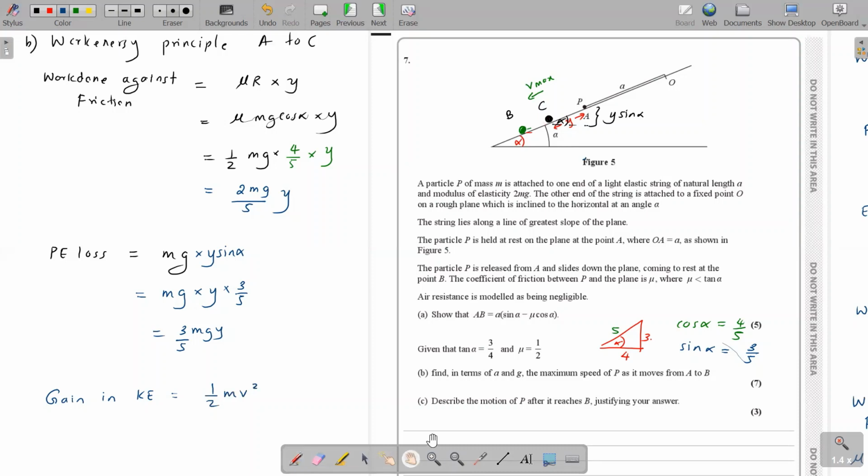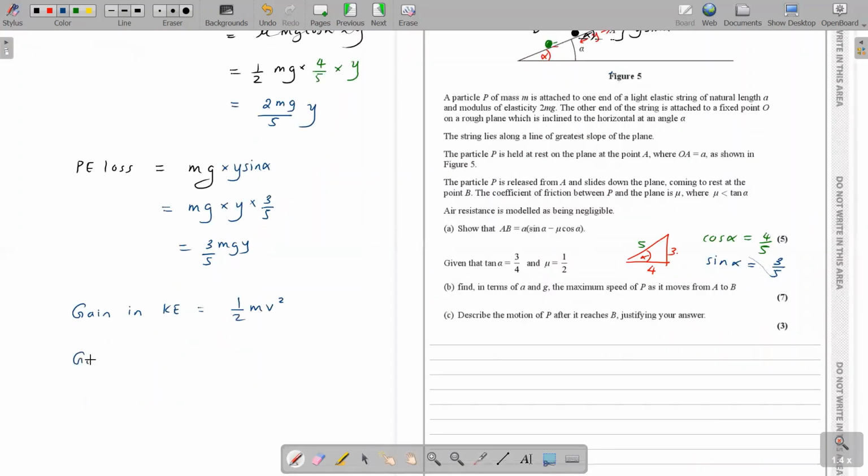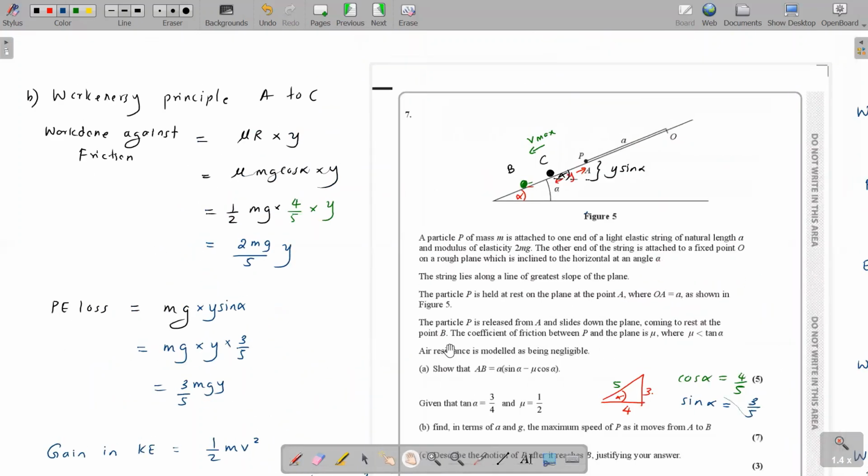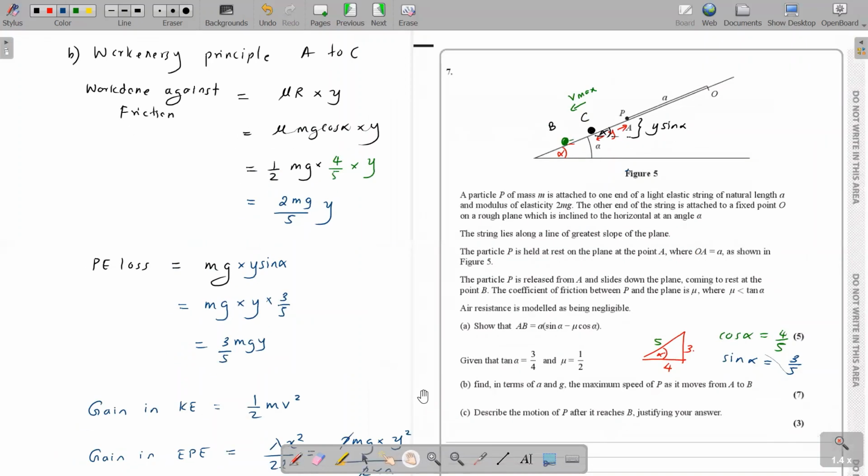Okay, is that all the energies I have to consider? There's elastic potential energy also, right? Because at P it is at natural length, you move to C, your string is stretched a distance y. So you have gain in elastic potential energy, which is lambda x square over 2L. So lambda is 2mg, x square is the y square, over 2 times natural length, which is a. When you simplify, 2 cancels out, we get mgy square over a. Are you with me?